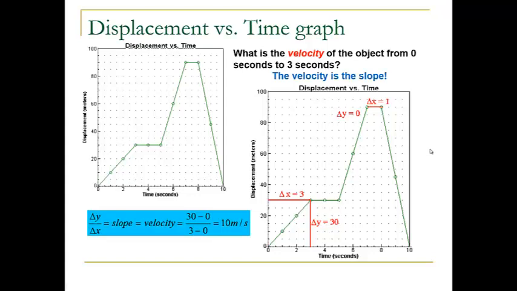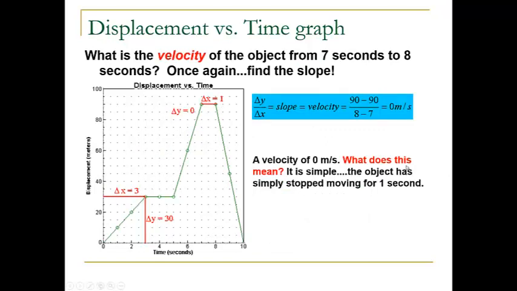Again, remember the velocity is the slope of a distance versus time graph. It could say distance versus time, displacement versus time, position versus time. All of those are going to be looking at meters. So anytime you have meters on the y-axis and seconds on the x-axis, you're looking at the velocity.